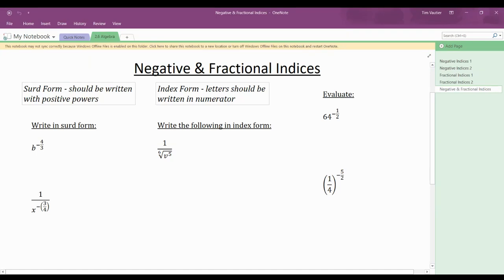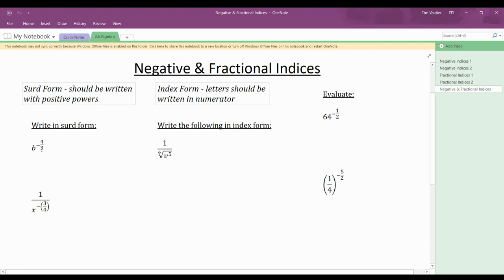In this video, we are looking at some problems that could have a combination of both negative and fractional indices. And so our first section here, we want to write these in surd form. And so basically, if we're dealing with surd form, we don't want to be dealing with negative powers. We want to keep things as positive powers.